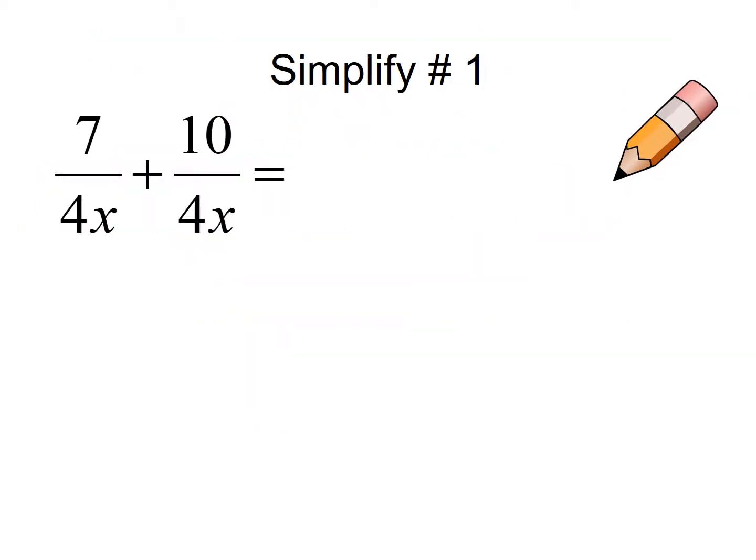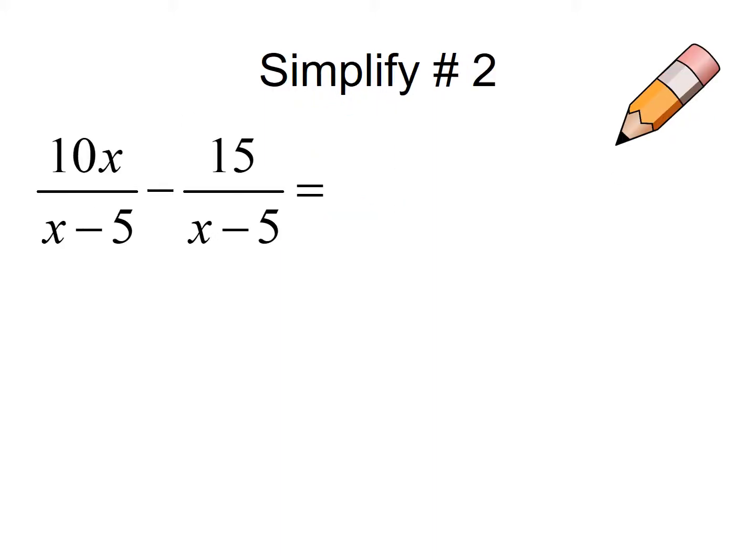So for number 1, we already have like denominators, 4x and 4x. They're already common, so all we have to do is add the top. So 7 plus 10 is 17 all over 4x, and we can't simplify 17 over 4, so that is actually my final answer. That's as good as it's going to get.